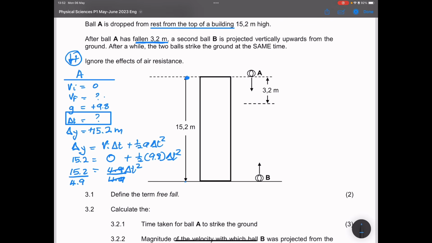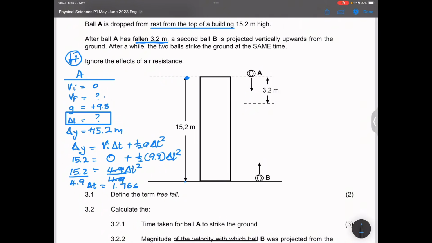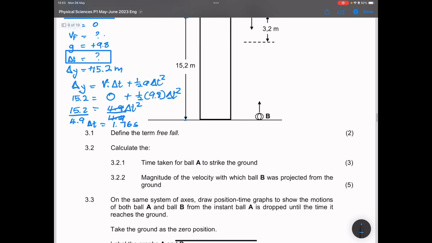Okay, so let's do that quickly. I'm going to say this is 15.2 divided by 4.9, and I'm going to take the square root of that answer. That gives me 1.76. So that means that delta t, remember to take the square root, would be 1.76 seconds. All right, I've tried to squeeze that in there, I hope that it does make sense. So let's go to the next question.